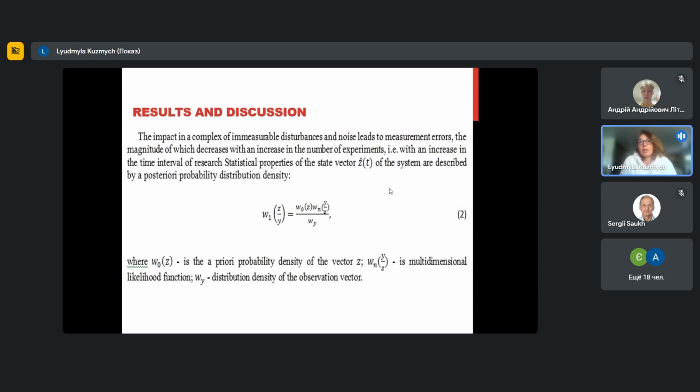The impact in a complex of immeasurable disturbance and noise leads to measurement errors, the magnitude of which decreases with an increase in the number of experiments and is described by the posteriori probability distribution density, which is shown on this slide.